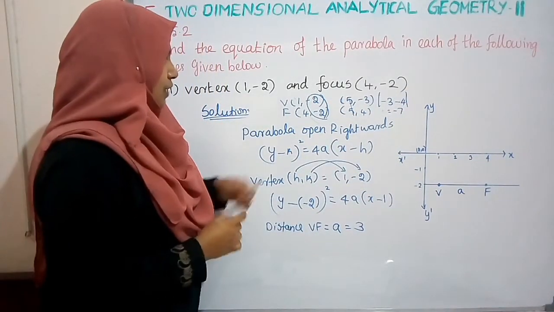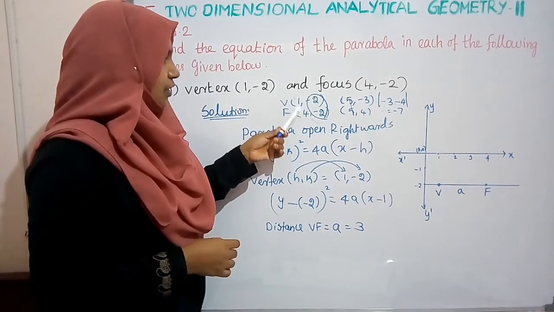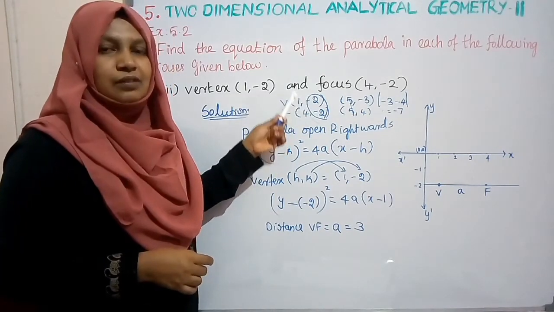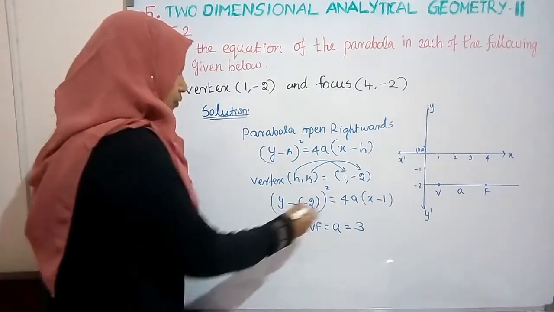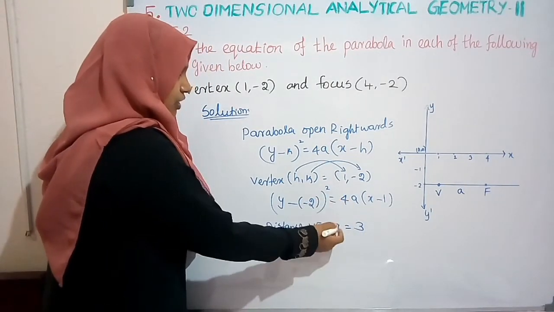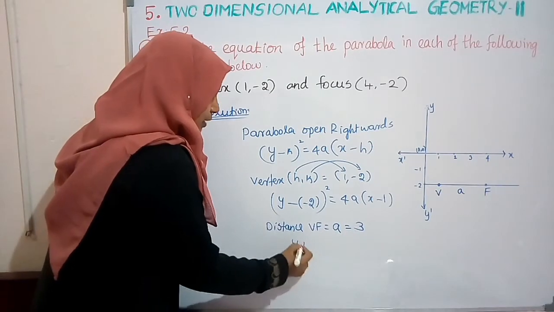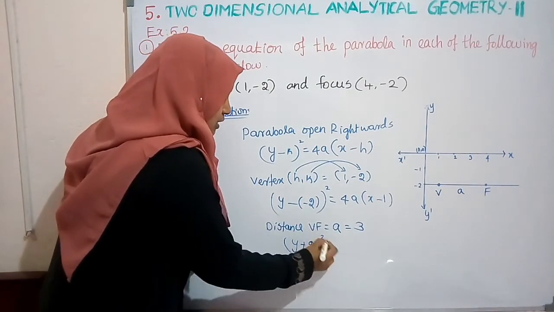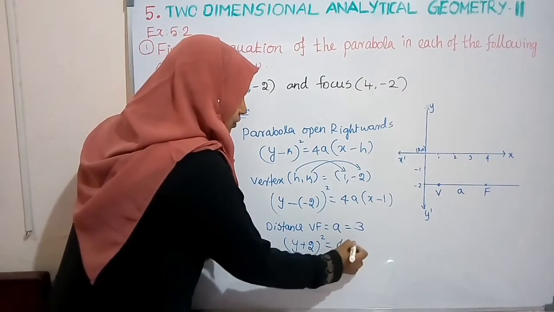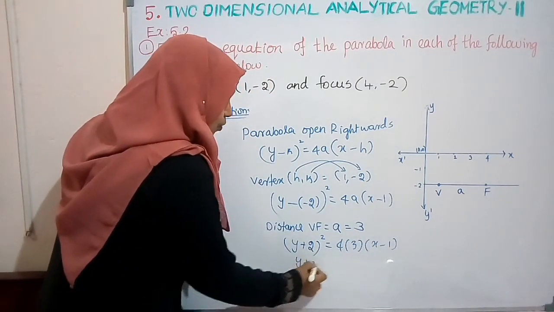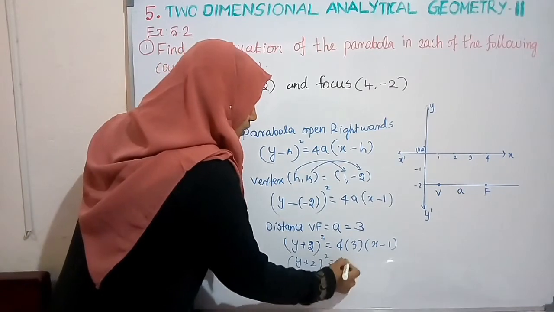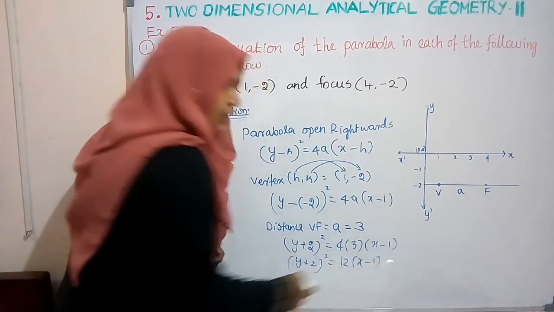So to find the distance between these two points, we can write just modulus of 1 minus 4. So it is nothing but 3. Now we can replace in this equation. So it is (y plus 2) the whole square is equal to 4 into 3 into (x minus 1). So our final answer is (y plus 2) the whole square is equal to 12 into (x minus 1).